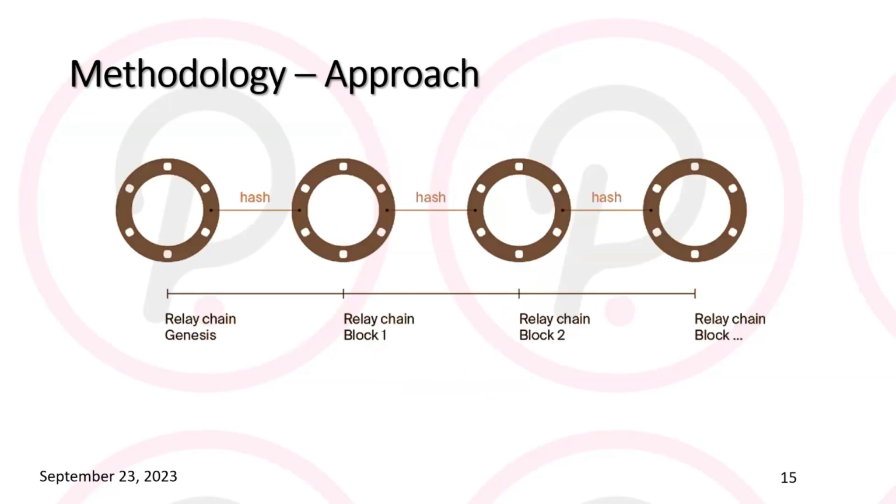And this figure shows the relay chain with 4 relay chain blocks. We have blocks that are like relay chains and connected together with hash, like in a legacy shape of the blockchain.